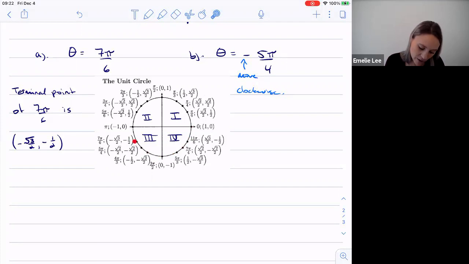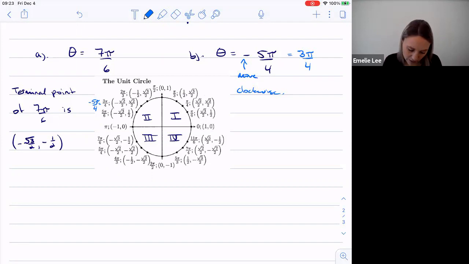Negative 3 pi over 4, negative 4 pi over 4, negative 5 pi over 4 is the same as 3 pi over 4. So negative 5 pi over 4 is 3 pi over 4. Right? They're the same angles. So negative 5 pi over 4 is the same as 3 pi over 4.